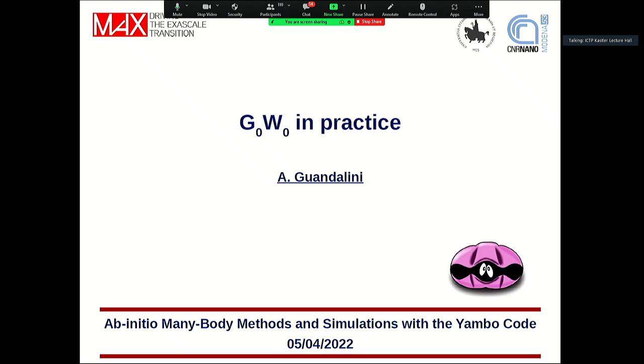Yeah, so the lecture is divided in two. In the first part, called G0W0 in practice, I will show the practical equations which are numerically solved within the Yambo code, and this is a small part. Then in the main second part, I will talk about G0W0 on two-dimensional systems. So I'm Alberto Guandalini, and I'm a postdoc at CNR-NANO in Modena.